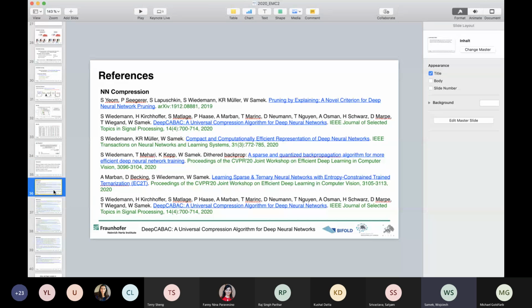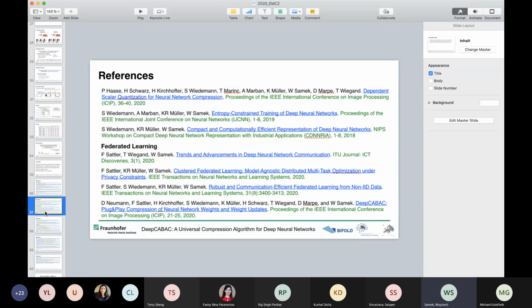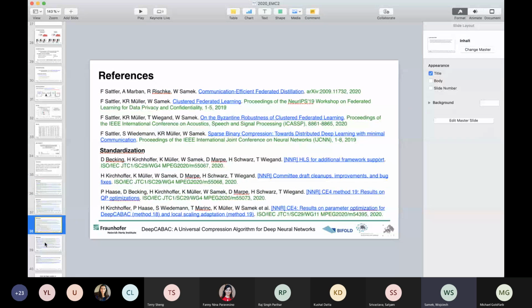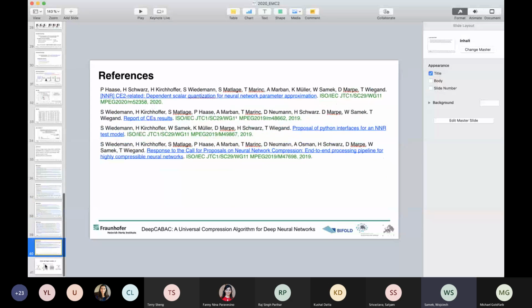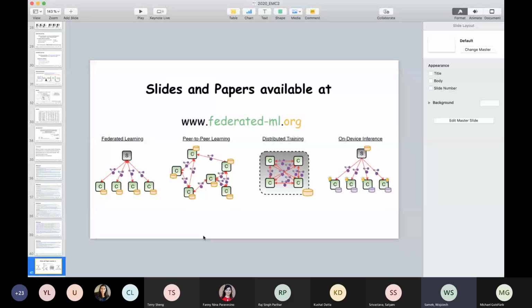So here are some references to our papers on this topic. Also on federated learning, we have some recent papers, and on standardization. And I have also set up a website, federatedml.org, where I collect all these papers and all my talks, all the slides. So I will also upload these slides there. If you want to have them, you can download them, or you can also find some other information about our work or work which is related to this topic.